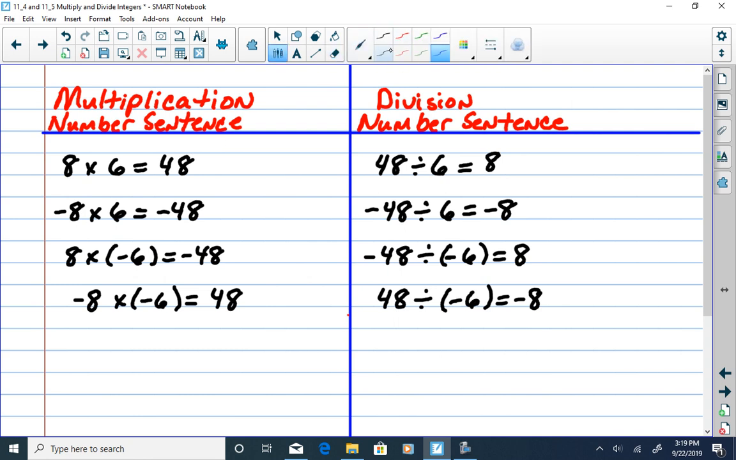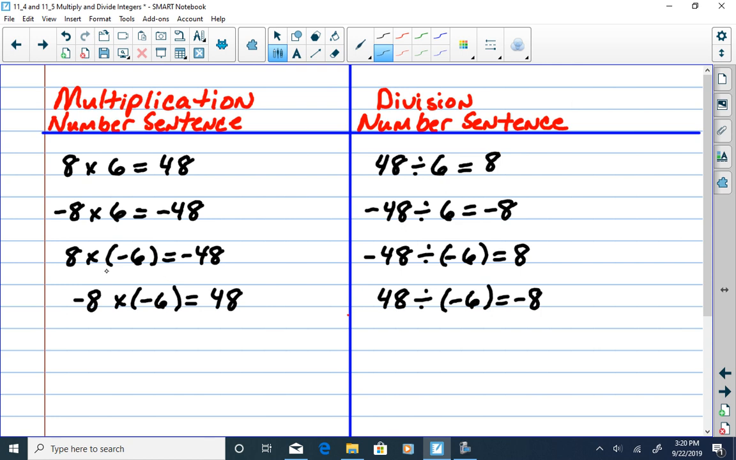If we just learned that a positive times a positive is equal to a positive, 8 times 6 is 48, I can reverse that multiplication number sentence to create a division number sentence. 48 divided by 6 is equal to 8, and that's what I've written here. If I take my second multiplication number sentence, where a negative times a positive equals a negative, negative 8 times 6 equals negative 48, and I reverse that, it would be negative 48 divided by 6 is equal to negative 8. And that's what we have here.